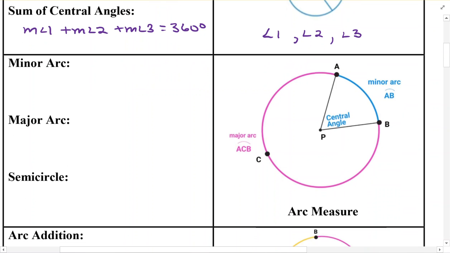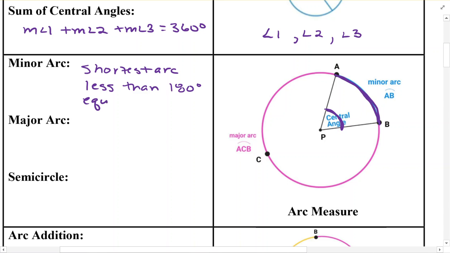A minor arc is the shortest arc. So it's a portion of the circle. So in this picture, AB is a minor arc. It's less than 180 degrees. And the measure of this arc right here is equal to the measure of the central angle.